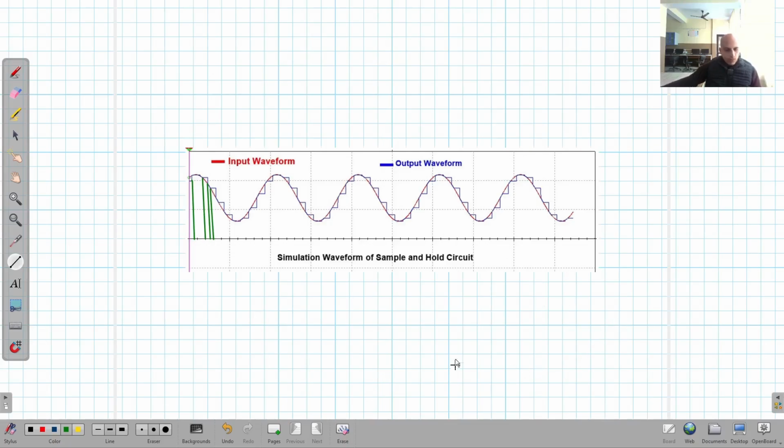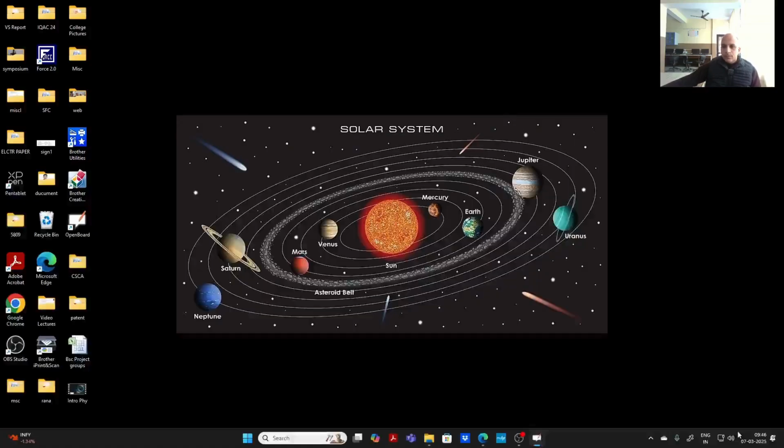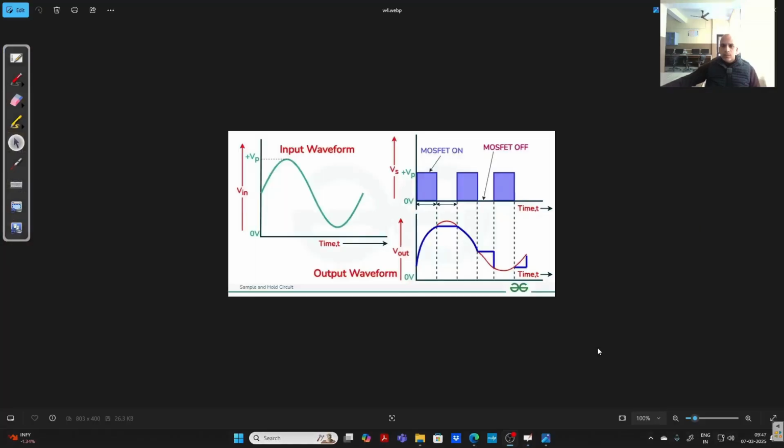I'm showing you one more waveform here. This is the waveform, more clear than the earlier waveform. Here you can see it is the input waveform. It is varying with time.